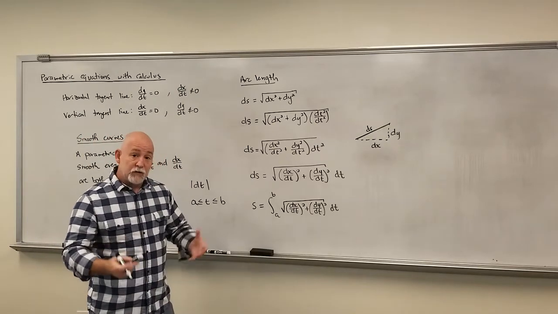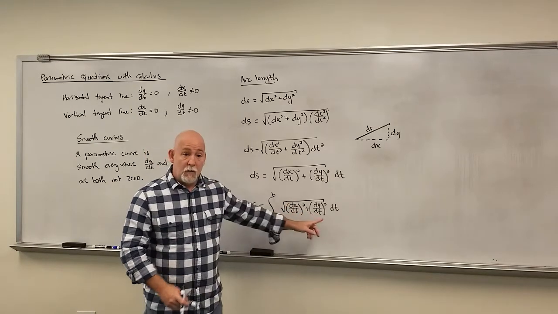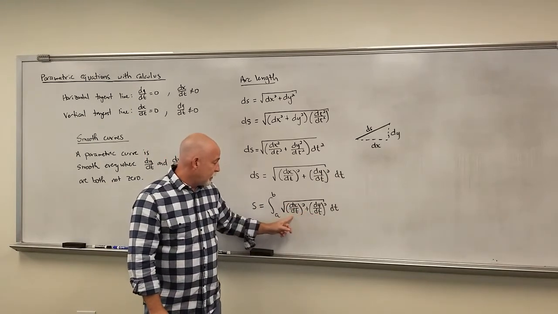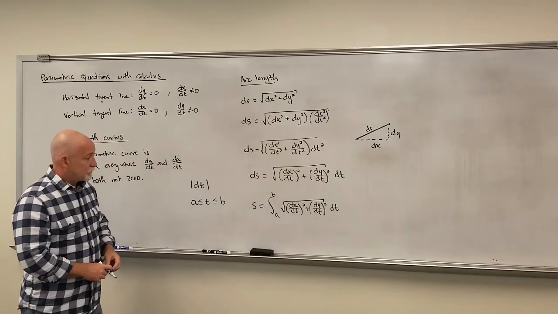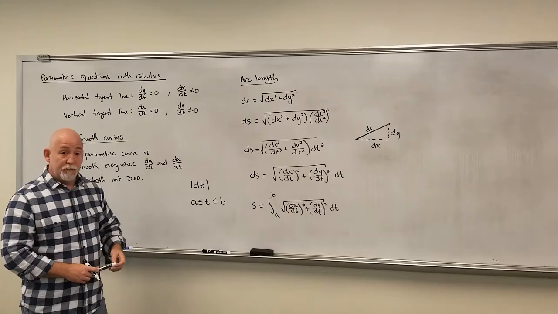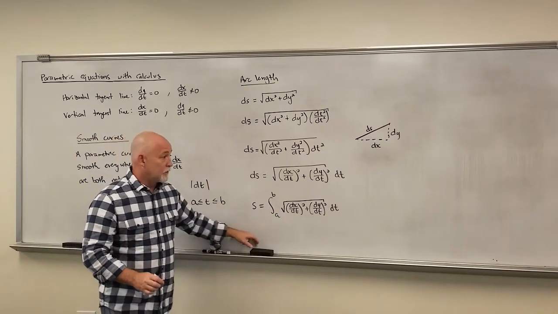So again, it's just a formula. You're going to be given x as a function of t, y as a function of t. Just find each derivative, plug it in, and try to integrate. Like always, arc lengths are generally pretty hard to integrate. So the integration at this step is going to be pretty tricky.